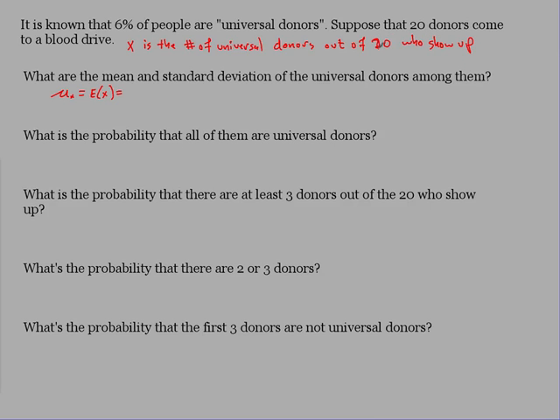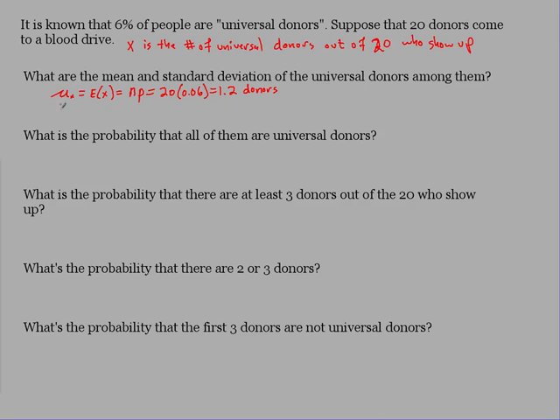Okay. All right. So what is the mean? X is the number of universal donors. When I say E of X, that means how many universal donors should I expect out of 20, and that's n times p. So n times p would be 20 times 0.06, which comes out to be 1.2 donors. So basically we expect about 1, okay? 1.2 in the long run.